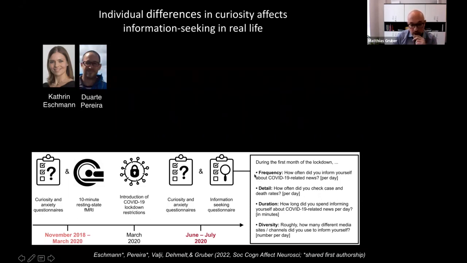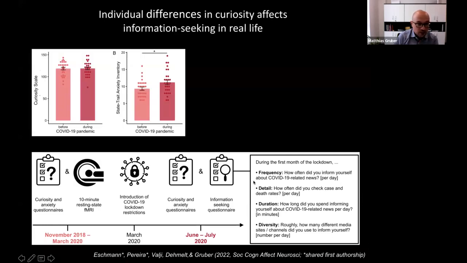And the key item here is frequency. This is how often did you inform yourself about COVID-19 related news per day. So participants could just indicate how often, from 0 to 7 times, they check the news. And then we also had these measures about detail, duration, and diversity of the information-seeking behavior. Just to let you know what the findings were, everything we found is related to the frequency of information.